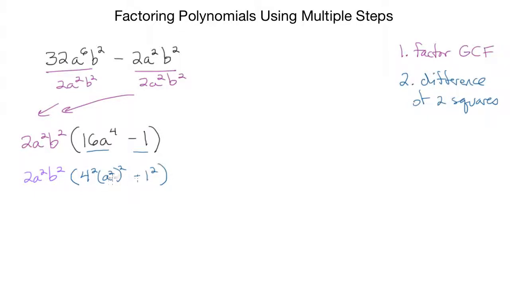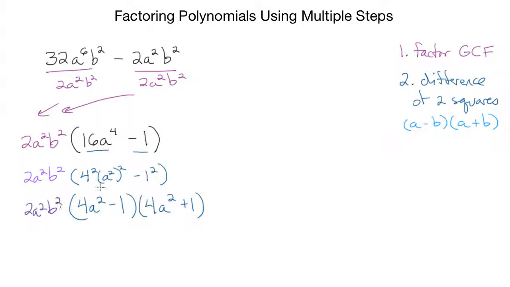So the difference of two squares, if you remember, I can rewrite as a minus b and a plus b. Let's go ahead and do that in this case. We've got 4a squared minus 1 times 4a squared plus 1. And we've still got 2 times a squared b squared in front.